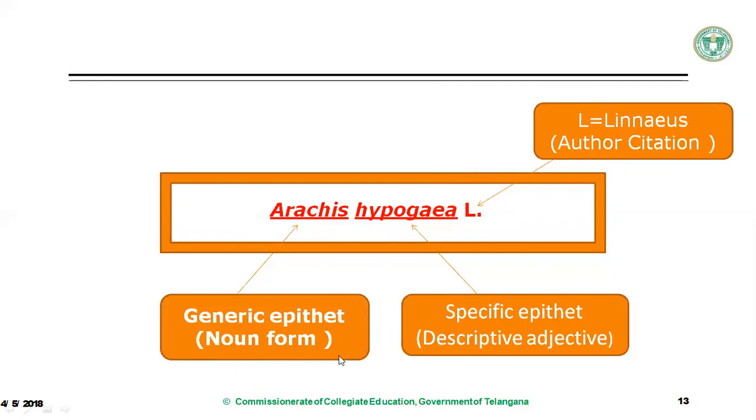The generic epithet is in the noun form. The specific epithet is a descriptive adjective. Hypogaea: hypo means below the ground. The fruits are formed below the ground. It is a character feature of Arachis hypogaea. Arachis is a noun form. So this is about the example.